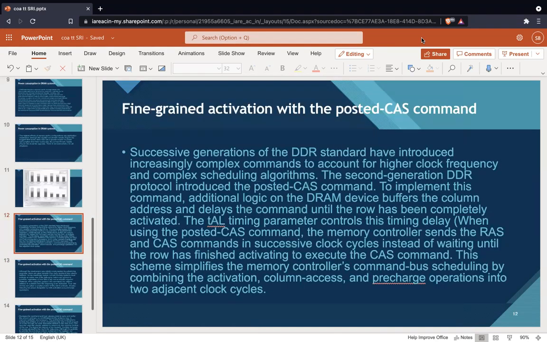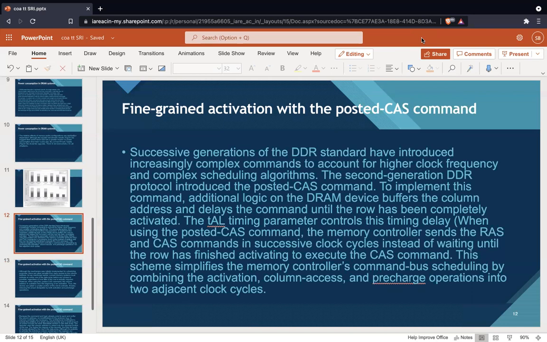Selective activation with the posted CAS command. Successive generations of the DDR standard have introduced increasingly complex commands to account for higher clock frequency and complex scheduling algorithms. The second generation DDR protocols introduced the posted CAS command. To implement this command, additional logic on the DRAM device buffers the column address and delays the command until the row has been completely activated. The TAL timing parameter controls the timing delay.